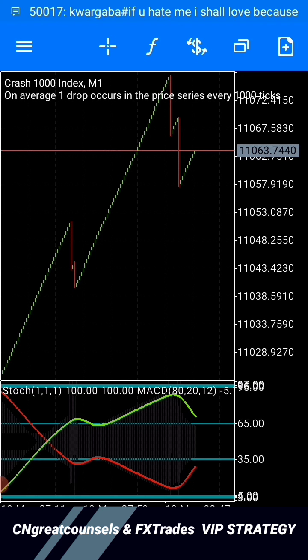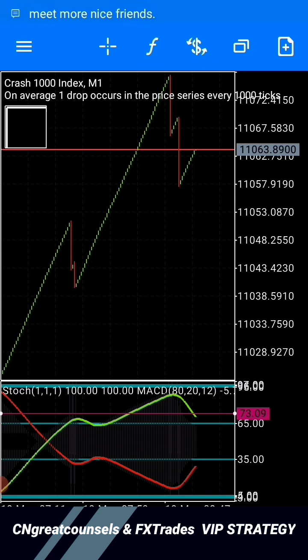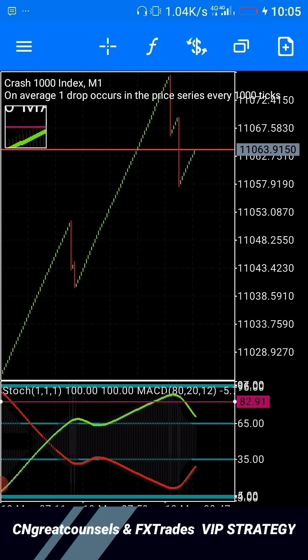We are using this zoom level, and then we must always have our horizontal line right inside indicator window one. Okay, we bring in our horizontal line, it must always be here. You can make it any color of your choice because we're going to use it to trade. Okay, now that's for that.